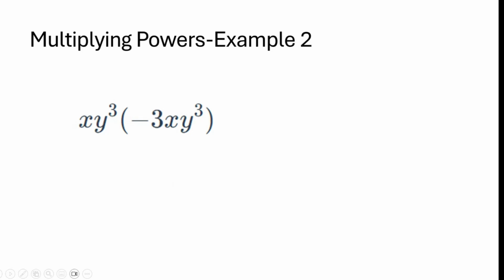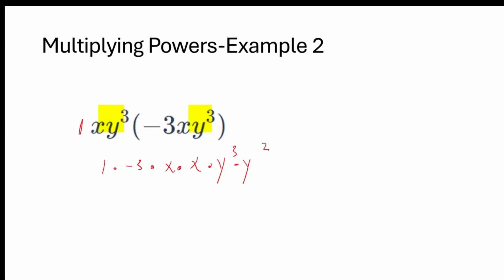So let's jump into the second problem. I want you to pause the video first and then try this before we start. All right, now looking at this, we can get rid of the parentheses and then put the like terms together where we can multiply. There's an invisible 1 here that we understand. I'm going to do 1 times -3 times x times x times y cubed times y cubed.